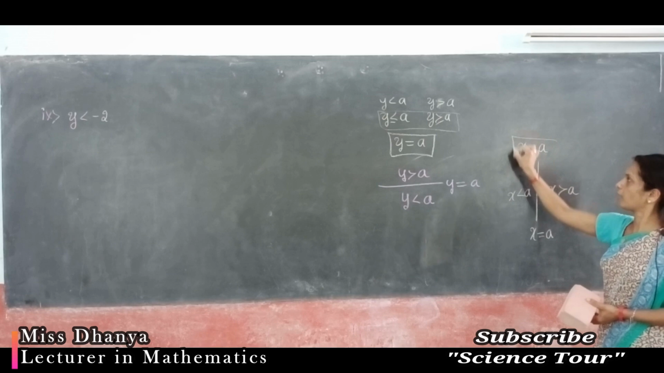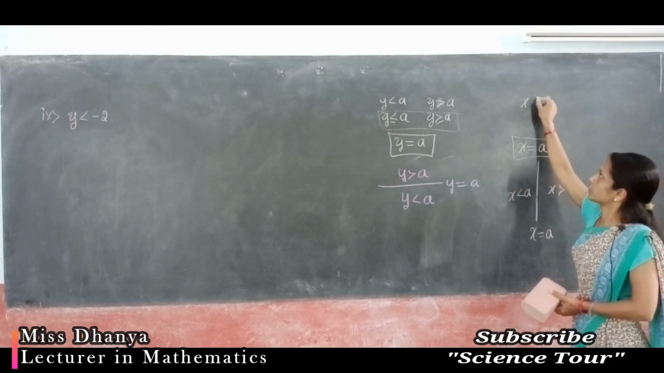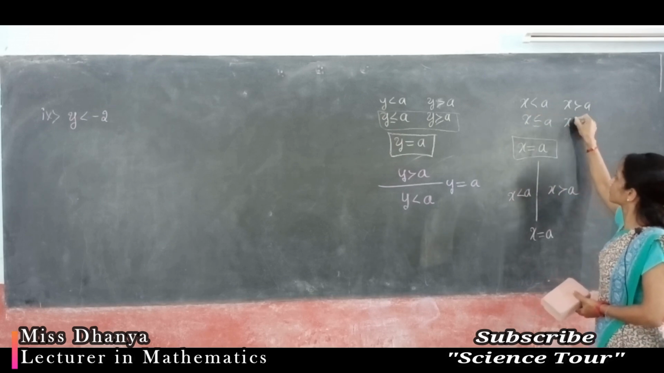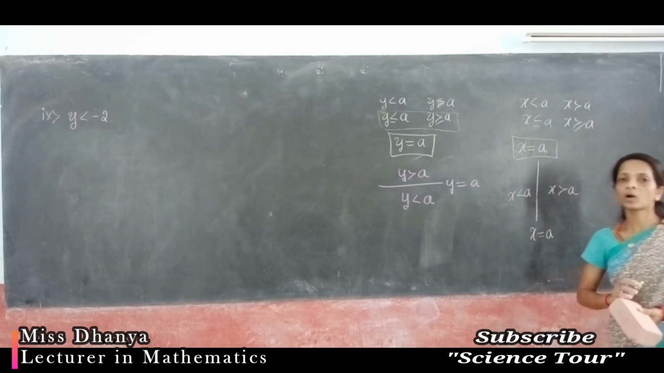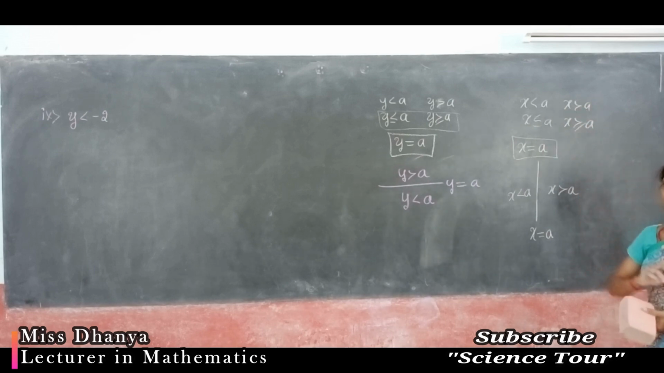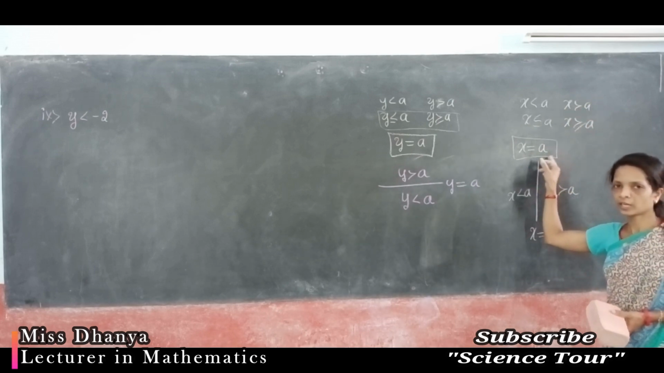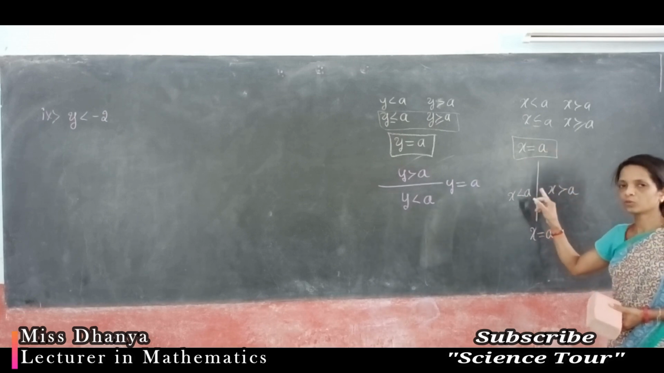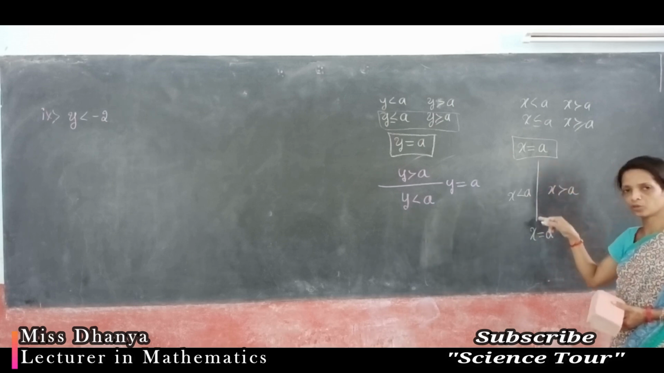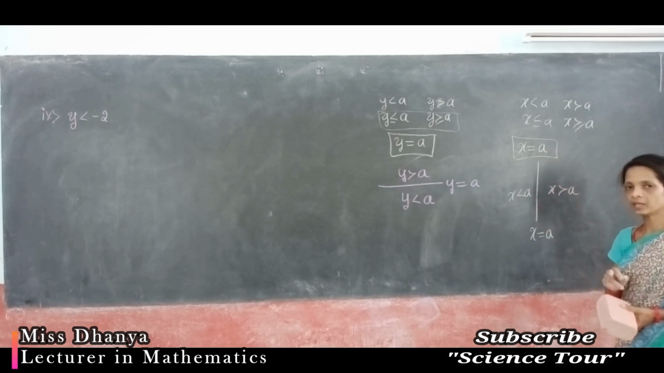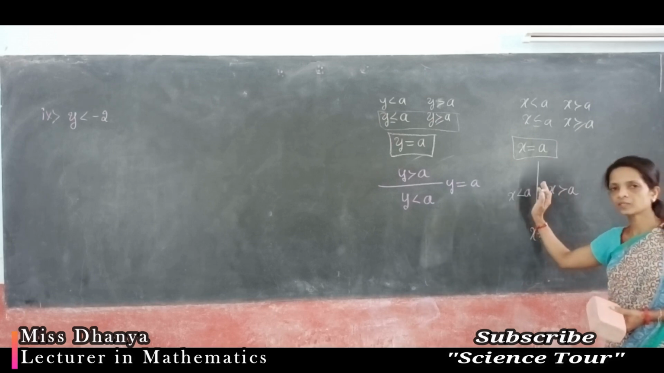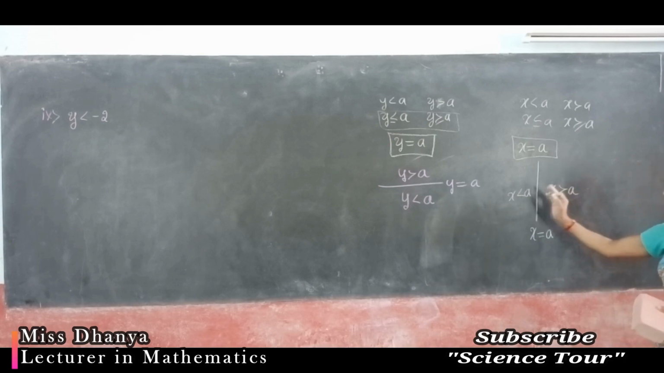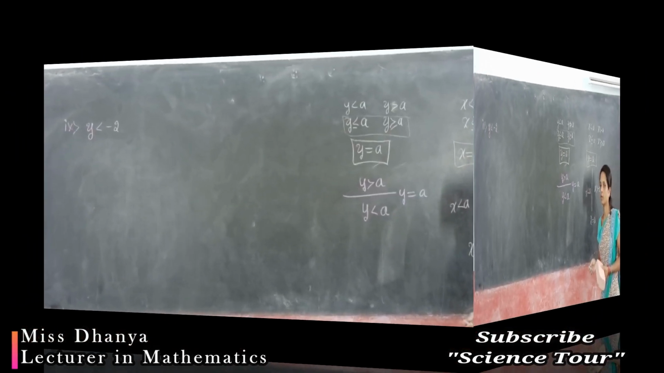Suppose you have an inequality of the form x less than a, or x greater than a, or x less than or equal to a, or x greater than or equal to a. Then after removing the inequality symbol, you will get the equation x equal to a, which is always a vertical line. And x less than a means to the left side of that vertical line, and x greater than a means to the right side of the line x equal to a.